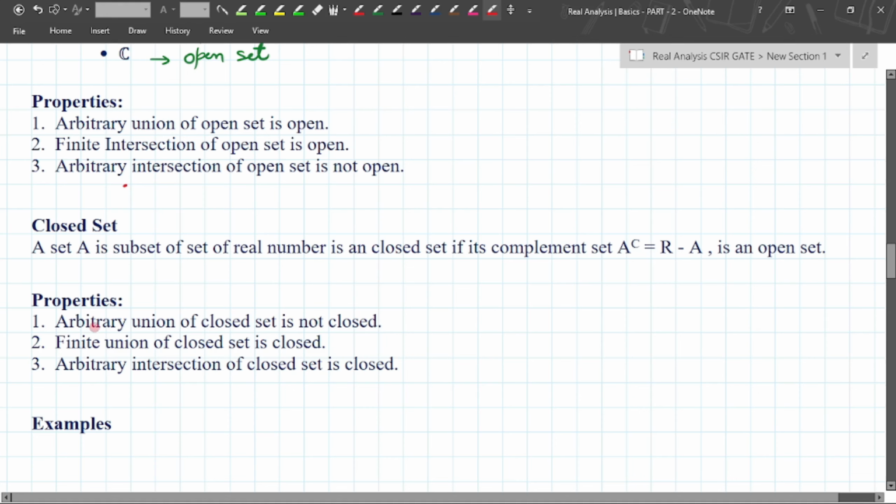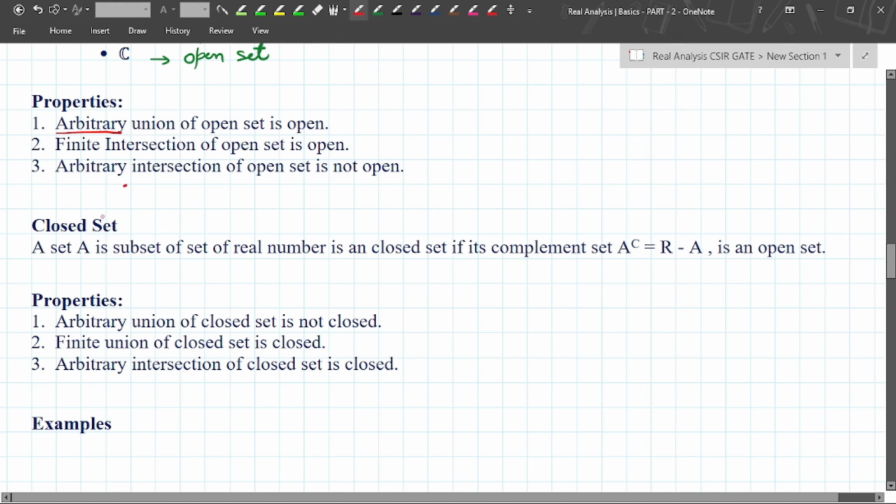In this case, is arbitrary union closed? Arbitrary union of closed sets is not closed. Okay, just see here. Arbitrary union of open sets is an open set, but arbitrary union of closed sets is not a closed set. Finite union of closed sets is a closed set. Yes, arbitrary intersection of closed sets is a closed set, but arbitrary intersection of open sets is not an open set. Okay, this is just the opposite thing.